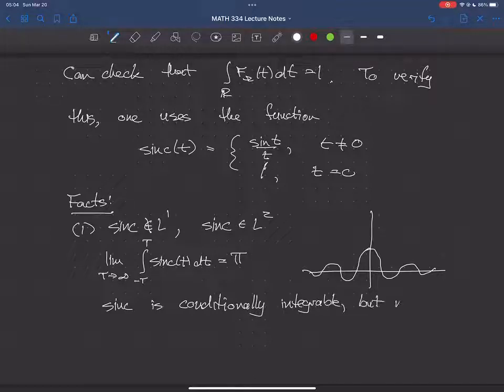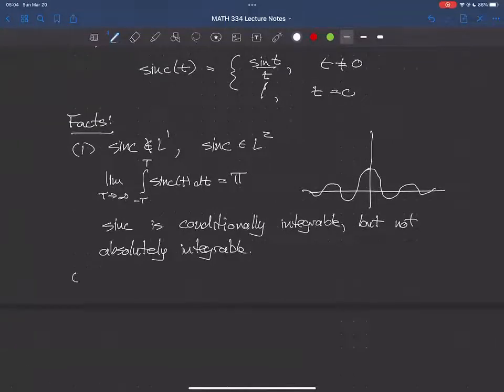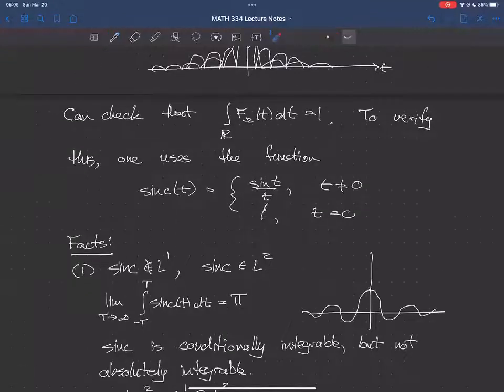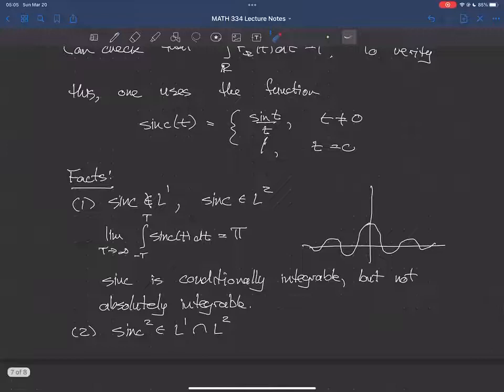But not absolutely integrable. Okay, and this is going to be important for us. All right. And then the sinc squared function. Well, if sinc is in L2, then the sinc squared function is in L1. And it's also in L2. It's in L1 again, just because when you square it, it now decays to 0 at infinity like 1 over t squared, which is enough to be integrable. And being in L2 only makes it better, because now the integral you need to verify goes to 0 like 1 over t to the 4th.